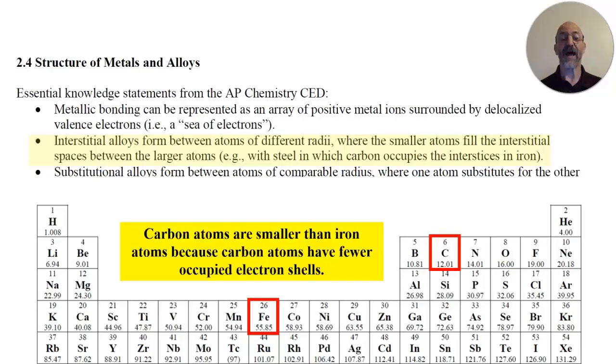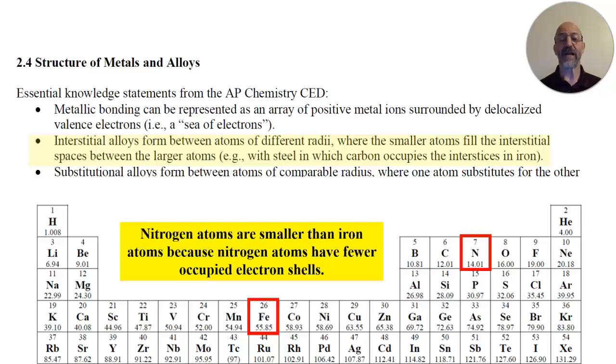So carbon atoms are smaller than iron atoms because carbon atoms have fewer occupied electron shells, and hopefully you can see that right next to carbon is the atom nitrogen. Also in period 2, nitrogen atoms are smaller than iron atoms because nitrogen atoms have fewer occupied electron shells.